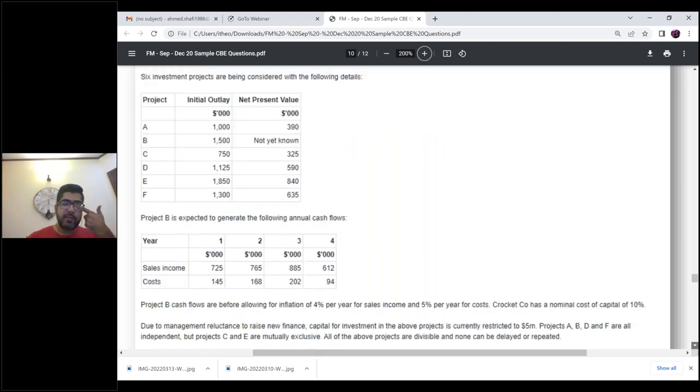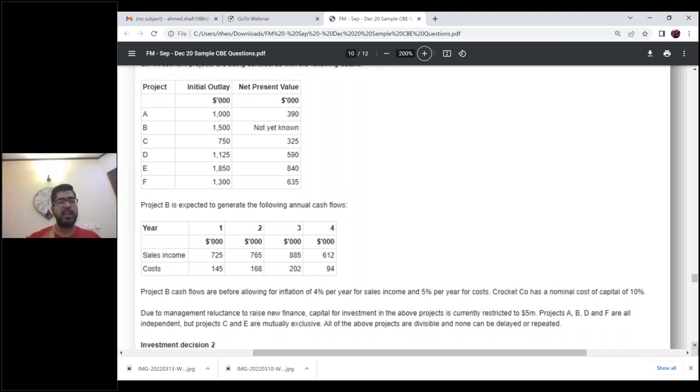Project B is expected to generate the following cash flows in year one, year two, year three, year four. The sales income is given as 725, 765, 885 and 612,000, and the costs for years 1, 2, 3, 4 are also given. From this, I got to know that project B has a life of 4 years. Revenues and costs of all 4 years are given.